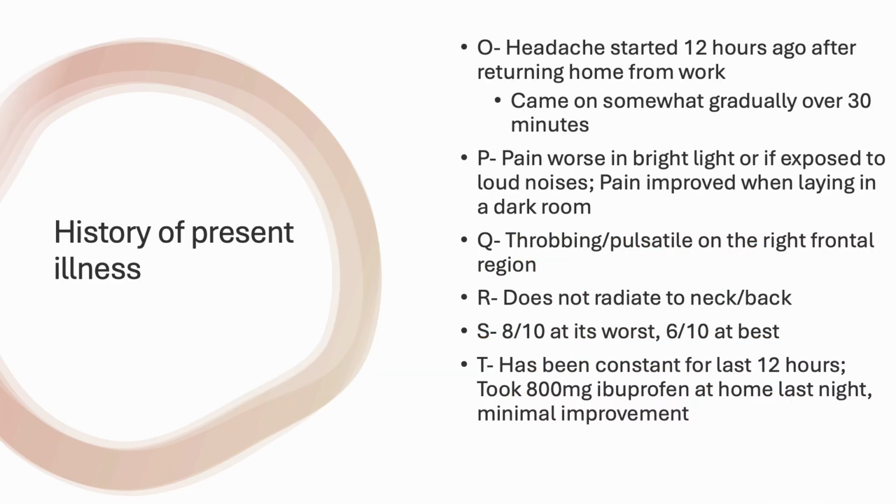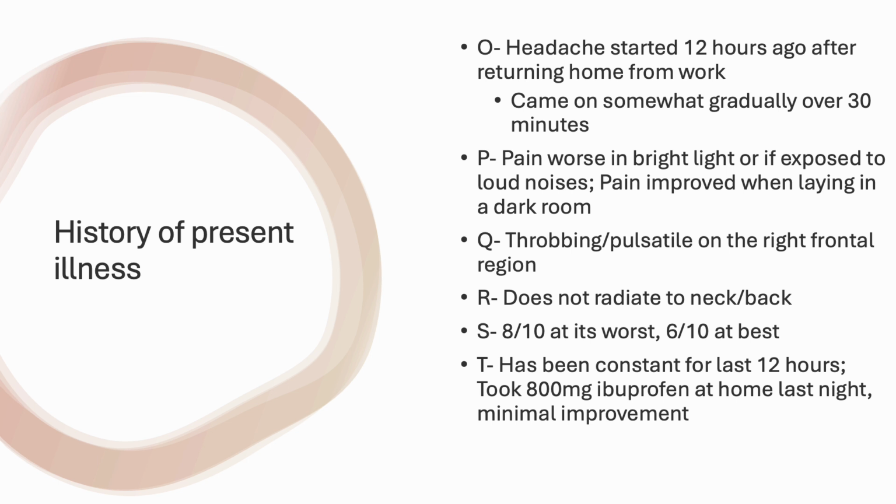So our patient, so their headache, like we mentioned, started 12 hours ago. It started when they got home from work. It came on somewhat gradually over about a 30-minute period. The pain is worse when they're in bright lights or if they're exposed to loud noises. And it's improved when they just lay down nice and still and quiet in a dark room. They describe the headache as being throbbing or pulsatile. It's localized just to the right frontal region.